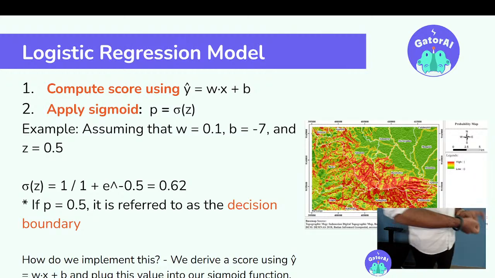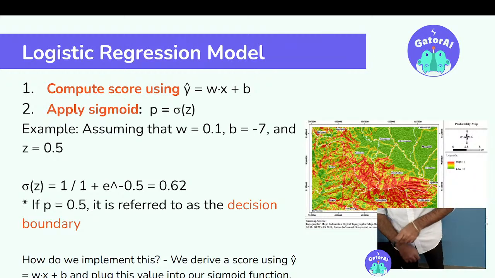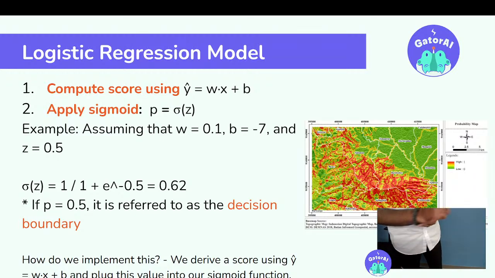So your first step would be computing the score using the formula we're familiar with. Y hat equals W times X plus B, where W is your slope and B is your y-intercept. And whatever value you get when you plug it into Y hat equals WX plus B, that's our Z value. So once we get that Z value, we can plug that Z value into our sigmoid function to crunch or bound that value so we get the probability that it's between 0 or 1.